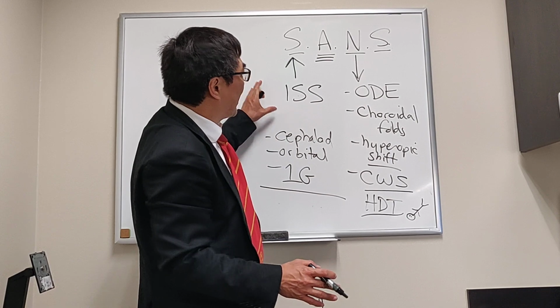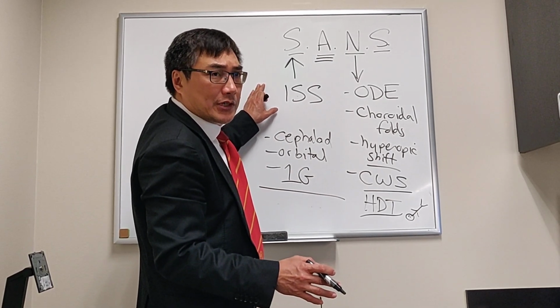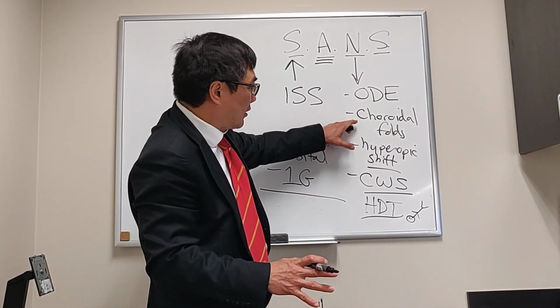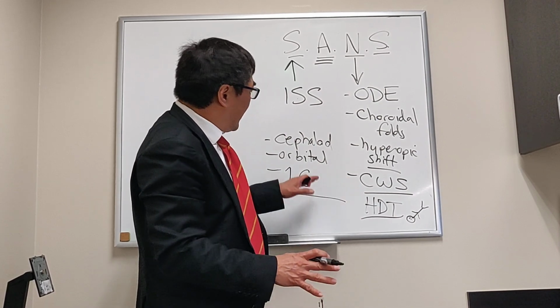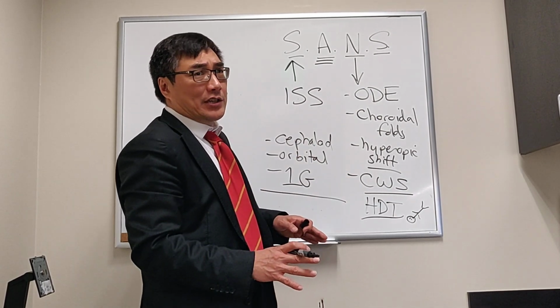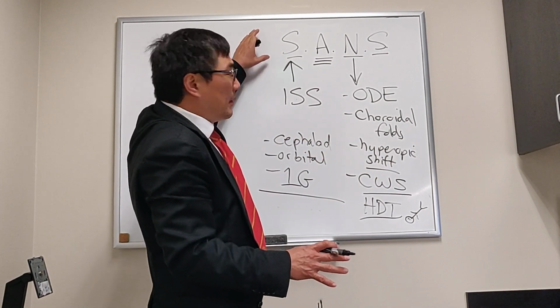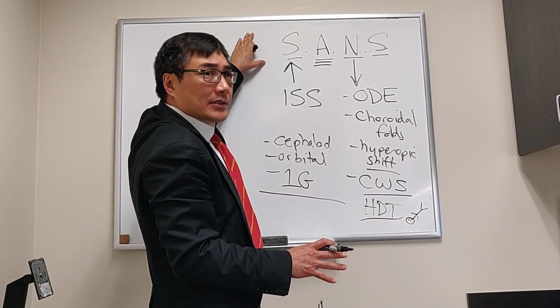And the closest analog that we have on Earth to SANS is idiopathic intracranial hypertension, which superficially shares some of the features: the optic disc edema, choroidal folds, hyperopic shift, not the cotton wool spots, obviously. But as you know, most IIH patients are obese young females, and our SANS cohort is mostly male, a few females, and definitely not obese patients.